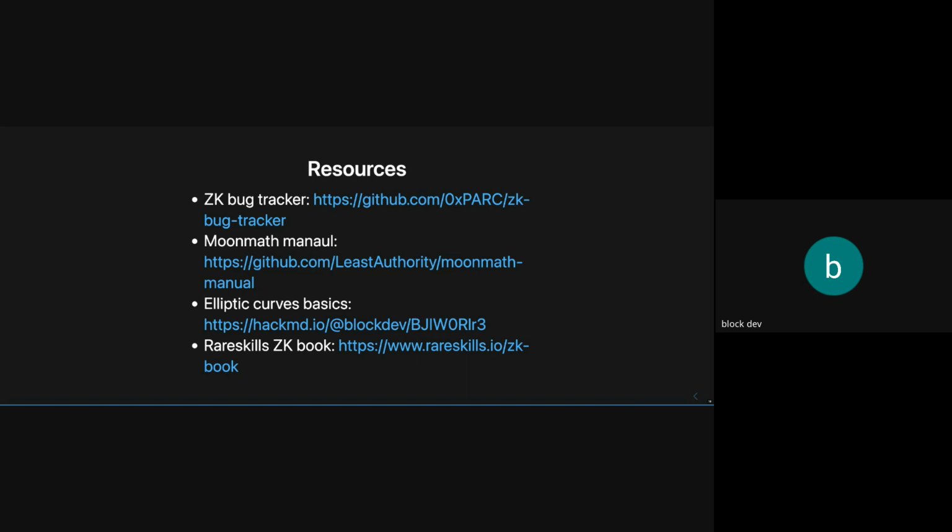Then I also wrote some basic stuff on elliptic curves. Again it starts from scratch and tells you how Ethereum public keys are generated. It's again based on elliptic curves, and it should be a much simpler read than the other things on this slide. Then you have the RareSkills ZK book. Again, it's a very extensive resource, a collection of different blog posts, which probably takes you on the same path as the MoonMath Manual, but probably focused towards developers.